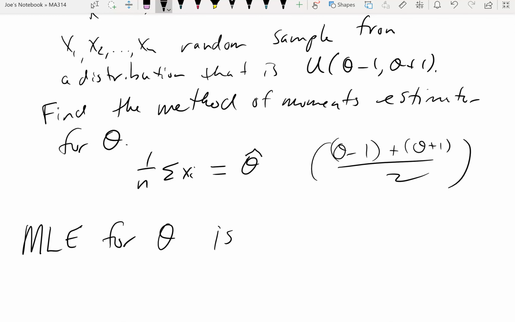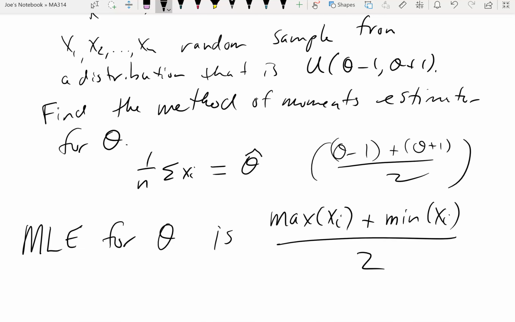It's actually, you take the maximum plus the minimum and divide it by 2. It kind of looks like the mean, but this is how you would do the maximum likelihood estimator. You have to do a little bit more of an explanation than there is any work to do.